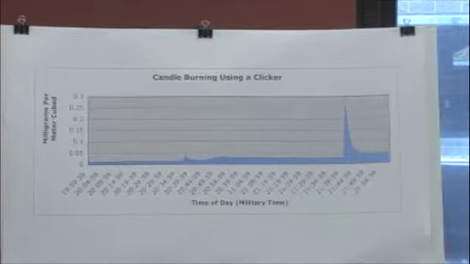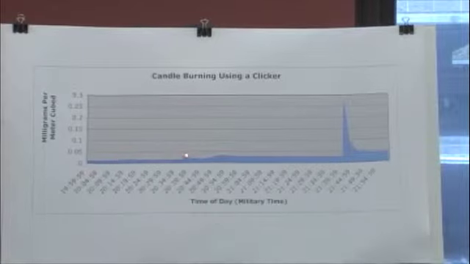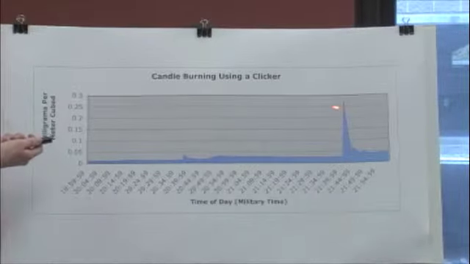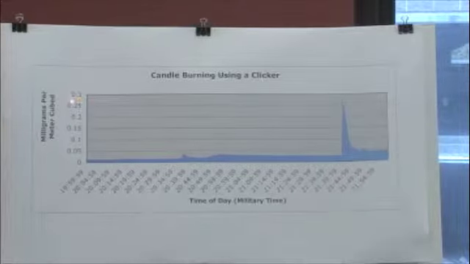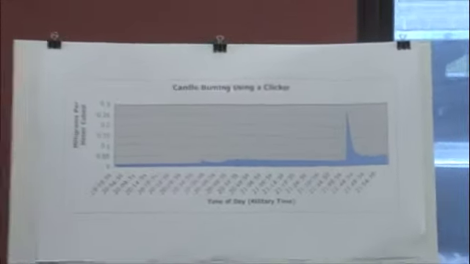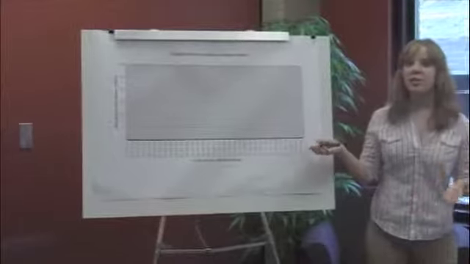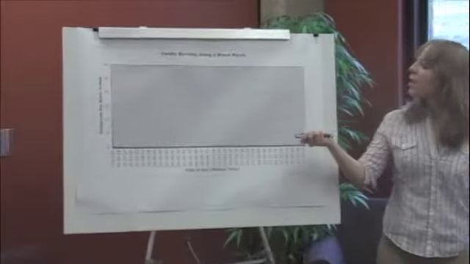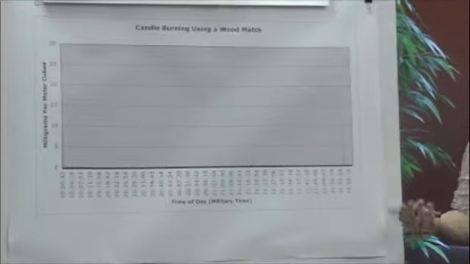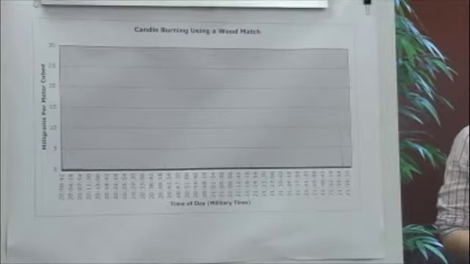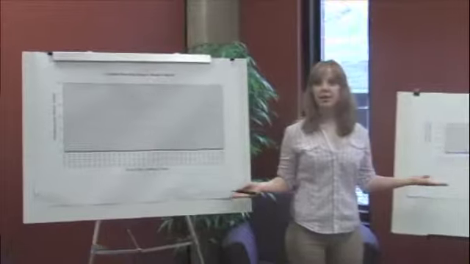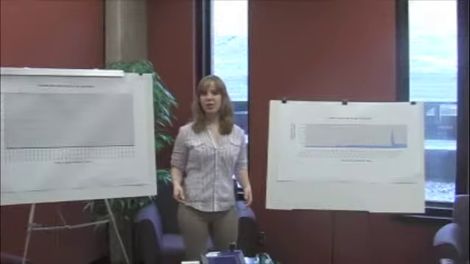Also, from looking at this graph, it seems that the particulate concentration was much higher. But when we compared this spike, which equals about 0.3 milligrams per cubic meter, to this graph here, which ranges to 30 milligrams per cubic meter, that spike only levels around here. So, what does that say about each experiment, using the wood match and the clicker igniter? What conclusions did you draw?